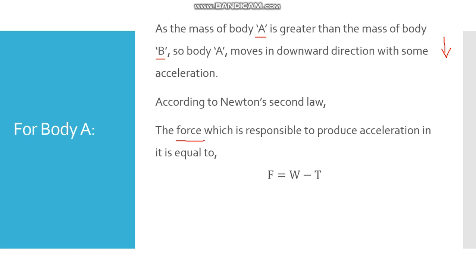Now why have we subtracted tension from weight? Because the weight of the object is greater than the tension. As the body is moving downward, weight is of greater magnitude and T is of smaller magnitude. It means W is greater than T. We'll do some maths. F is equal to ma, so for the first body we replace m by m1, and W is equal to mg, so for body A we replace m by m1. The other remains the same, minus T. We will name this equation number 1.